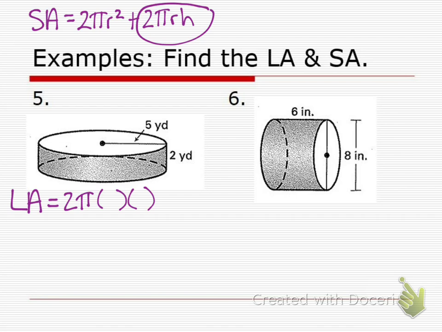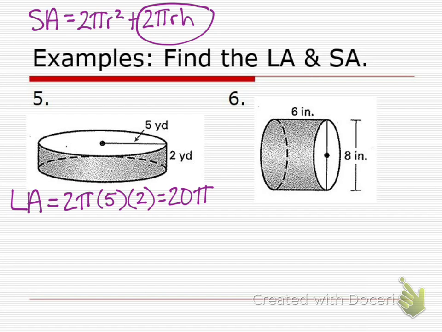What is my r on number 5? 5. And what is my h? 2. Now, if I'm going for an exact answer, which means I'm not multiplying out pi, what numbers are going to get multiplied together? 5 and 2 and the 2 in the front. So 2 times 5 times 2 would give me what? 20 pi. I would leave it in terms of pi because that'll be useful for us on the next part.